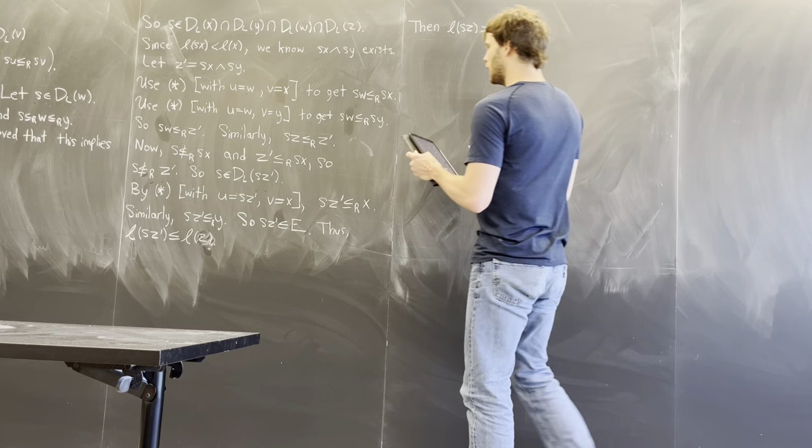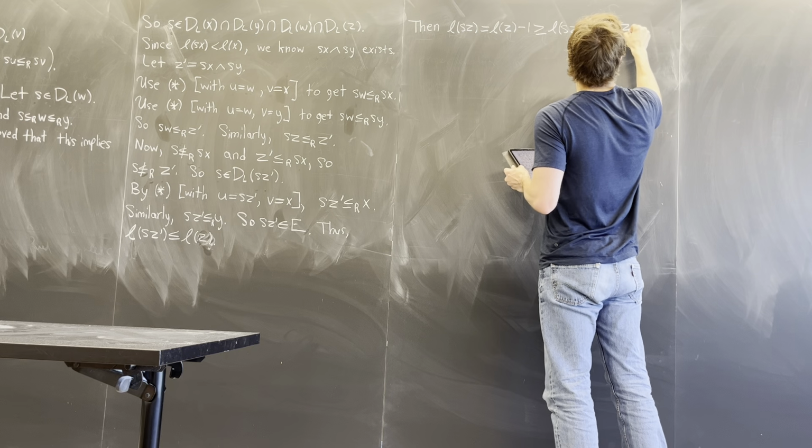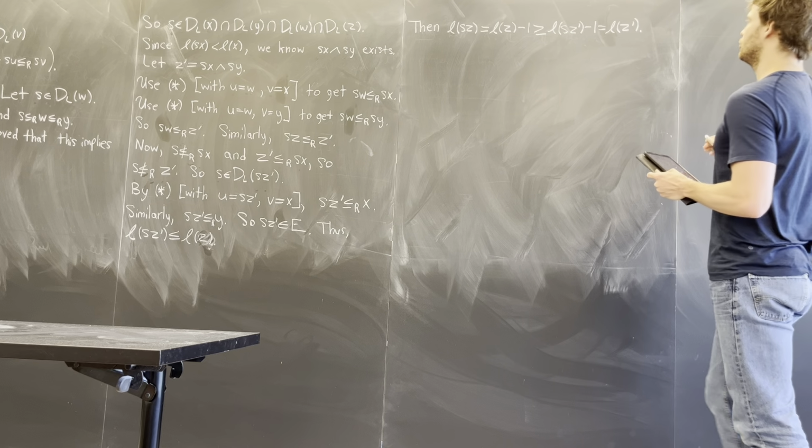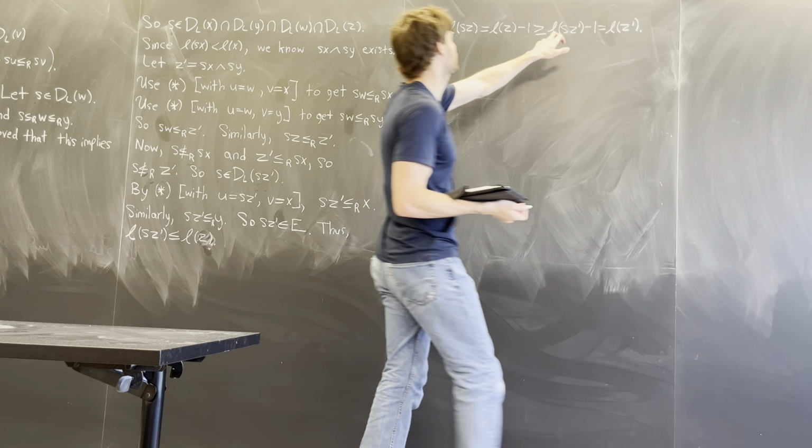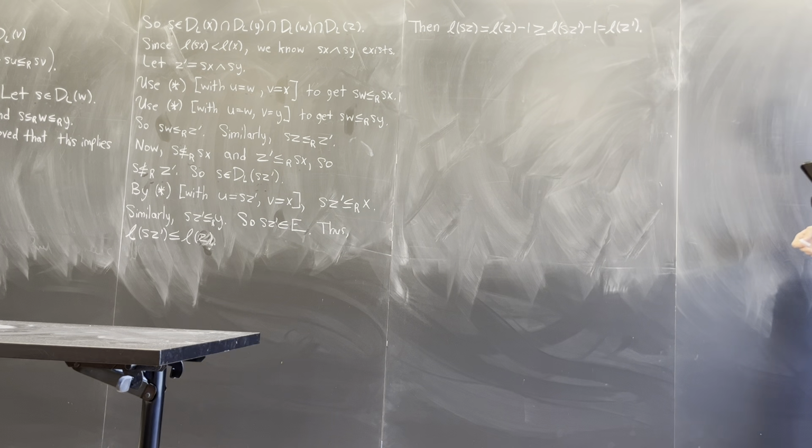And I know that the length of SZ prime minus 1 is the length of Z prime because S is a left descent of SZ prime. Right, so that means that if I multiply this by S on the left, I get Z prime, which has length 1 less than the length of SZ prime. Okay, so finally, let me circle what I'm using here. So I want to go back to SZ is less than or equal to Z prime.